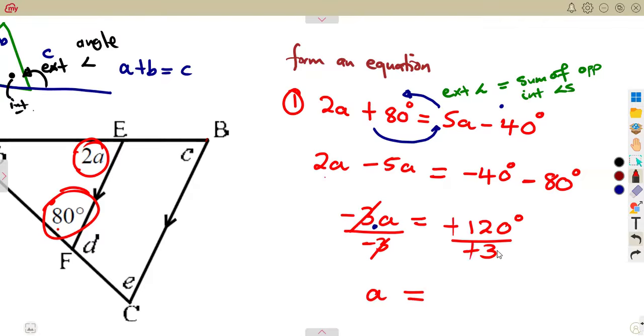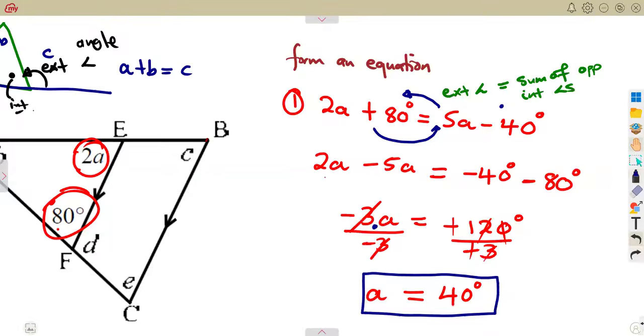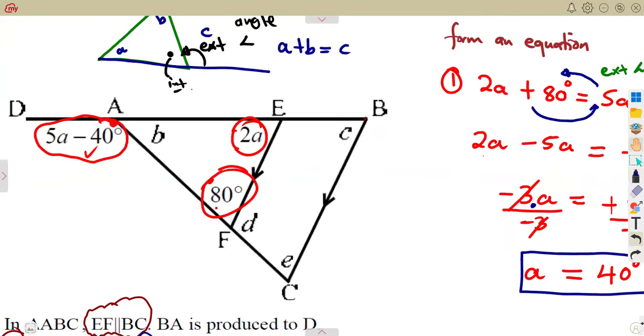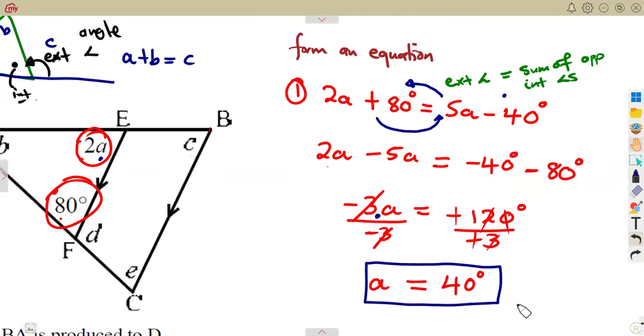So that is how we are going to obtain the value of A. The negative, negative cancels, and that will be 40 degrees. You can even use your calculator straightforward to divide that. You're going to obtain 40 degrees. So that is the value of A, meaning to say, wherever we see A, we can substitute the angle that we obtained of 40 degrees, just like that.